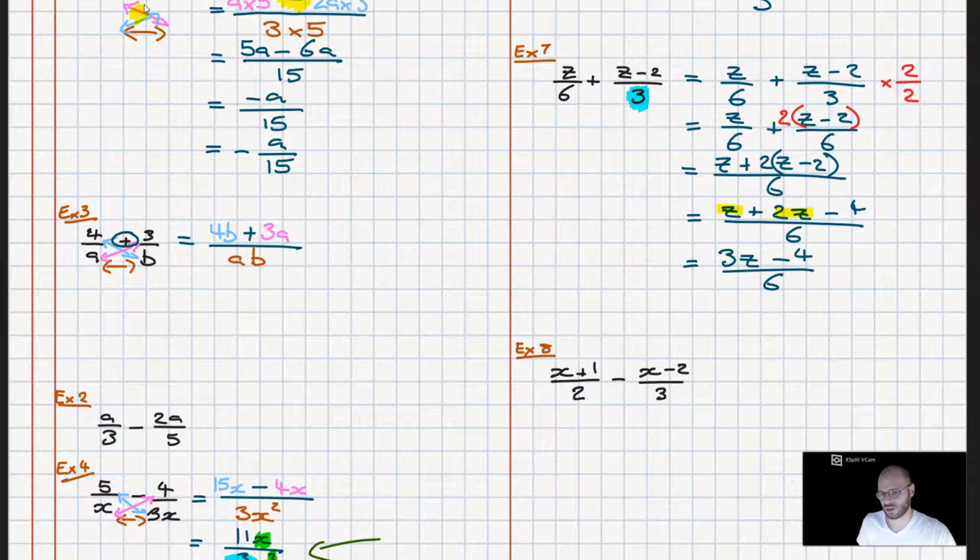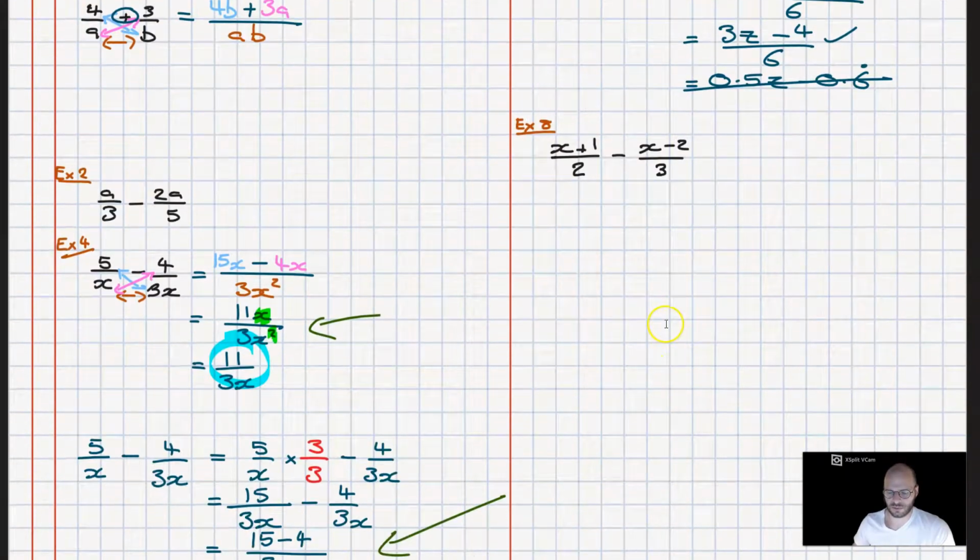Now we could try to simplify this a little bit more, but we'd end up getting fractions. If we wanted to, we could go 0.5z minus, and that's going to be 2/3, or roughly 0.6 repeating. But we don't really want to do that because that's not the most exact way to answer it. So we'd probably leave it in this form here. So that's example 7 done.